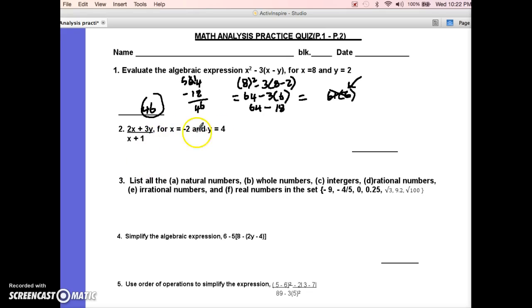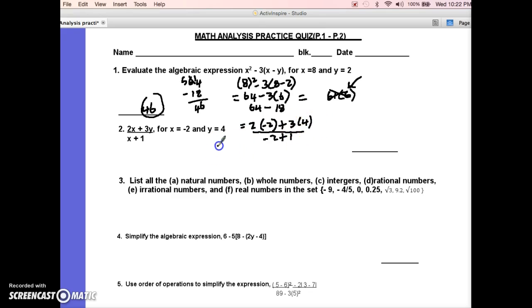Here's another one. 2x plus 3y over x plus 1. And x is negative 1 and y is 4. So moving right into it, we go 2 times x, which is negative 2. Kind of nice to keep the negative in parentheses. Plus 3y plus 3, the y is 4. All over x is negative 2 plus 1.